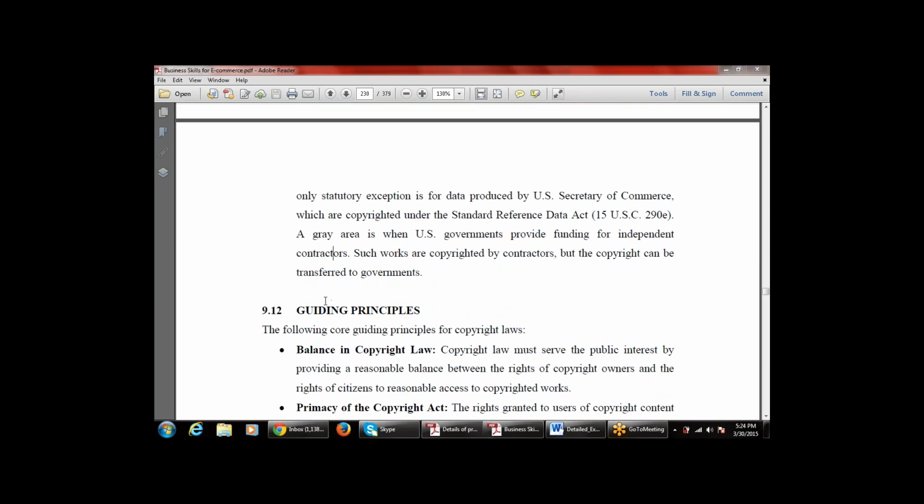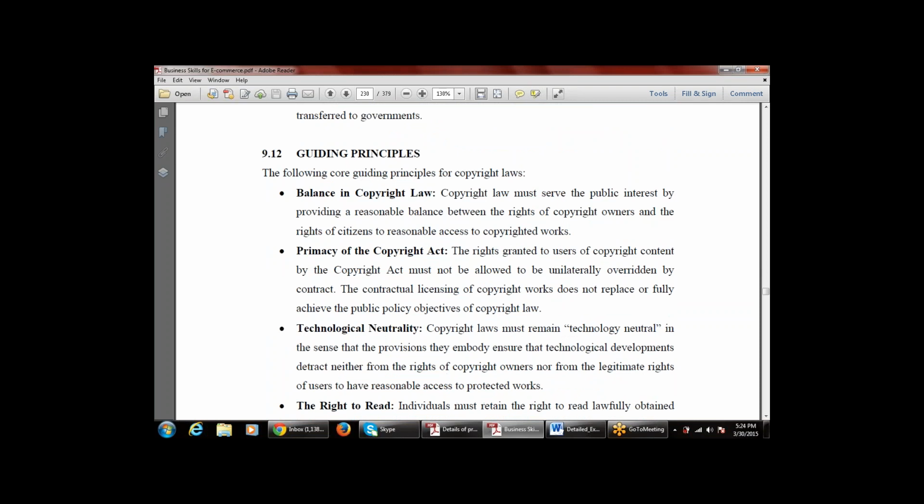Then next is guiding principles. That is, what are the various principles that are applicable for the copyright laws. But before this, let's take a 2 minute break. I'm just coming in 2 minutes. So let's take a break, then come back, then start with guiding principles. Now let's start the session again.